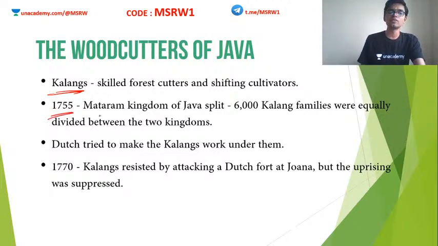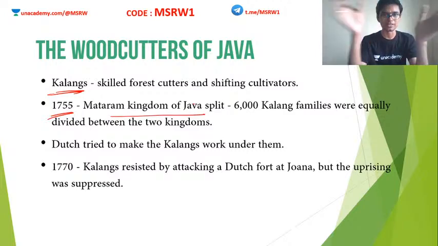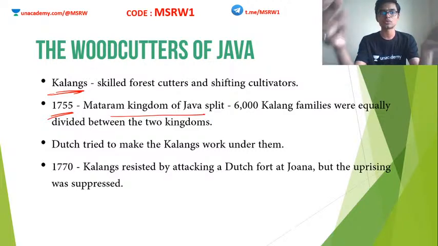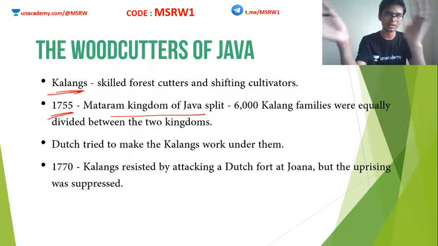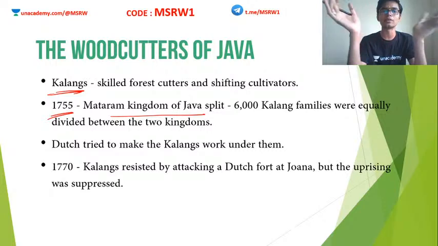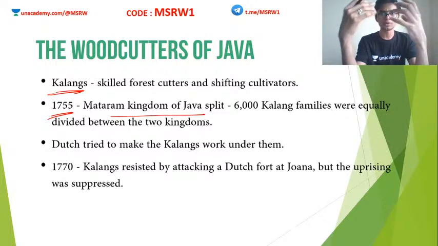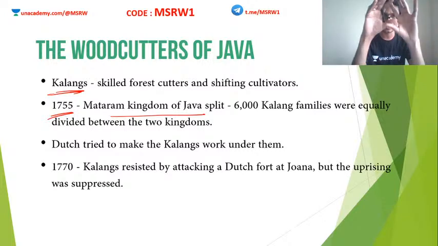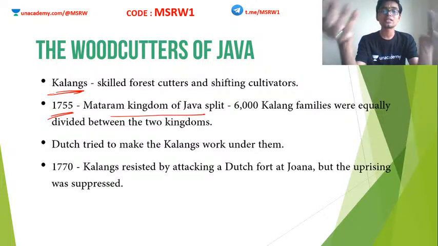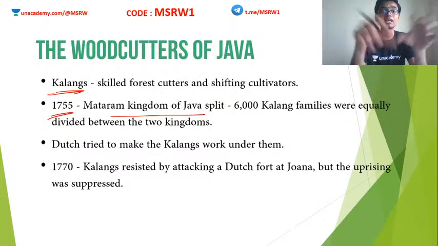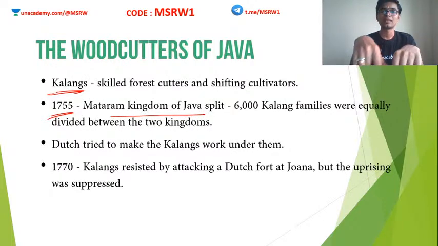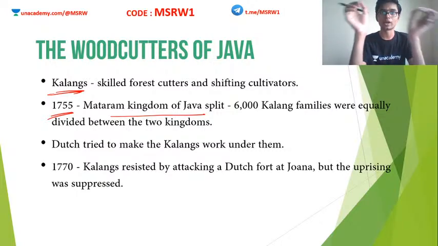In 1755, the Mataram kingdom of Java split. Okay, just like India, this place was also ruled by various dynasties, and in the early part of the 18th century, it was ruled by a kingdom known as Mataram. And due to some conflicts, the Mataram kingdom actually split into two. Okay, and during their split, 6,000 Kalang families were equally divided between the two kingdoms. I think now you understood the importance of Kalangs in Java. Okay, Kalangs are such important tribal people because they have superior skills in cutting down forests. Clear? So even the kingdoms wanted them more and more.